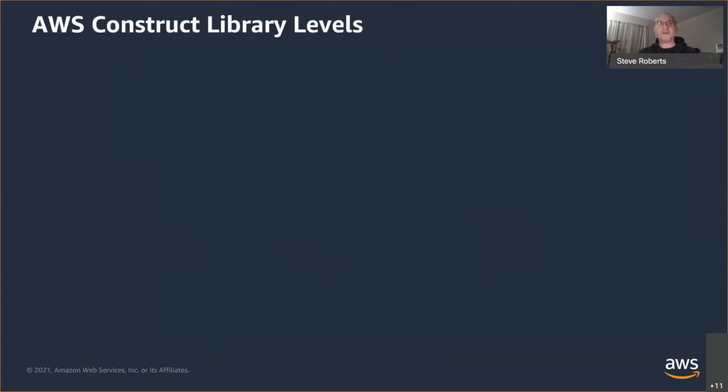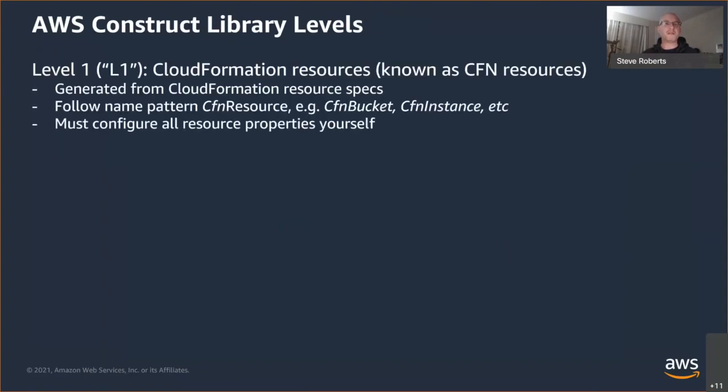So AWS provides what's called a construct library that has mappings to various AWS resources. And this has a number of levels. So at level 1 or L1, these are the low-level CloudFormation resources. They're called CFN resources, and you'll see in their names they begin with a CFN prefix. Now, with these constructs, you have to configure all the resource properties yourself. These are not opinionated; they are generated directly from the CloudFormation resource specification.